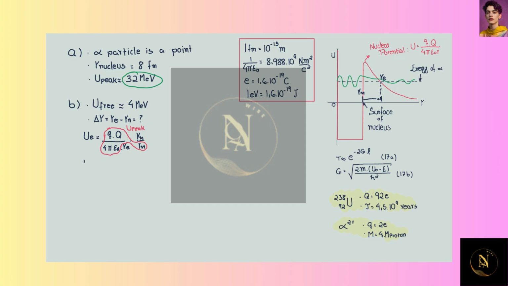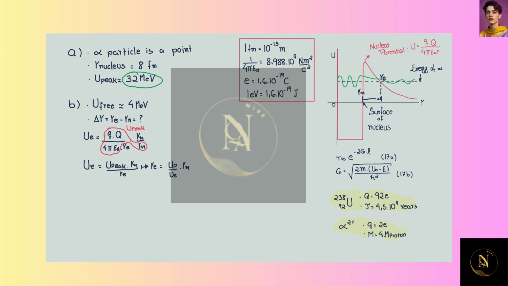The potential at the exit, U exit, is equal to the potential at the peak, U peak, times the radius of the nucleus divided by the radius at the exit. Then, using this expression, we can solve for the radius at the exit to get the following. The radius at the exit is equal to U peak divided by U exit times the radius of the nucleus.